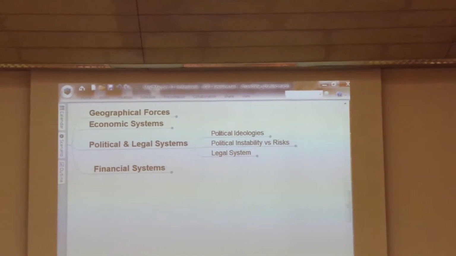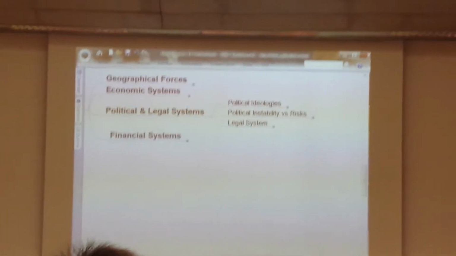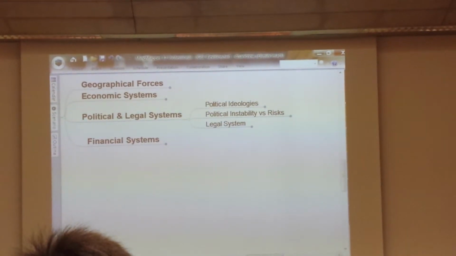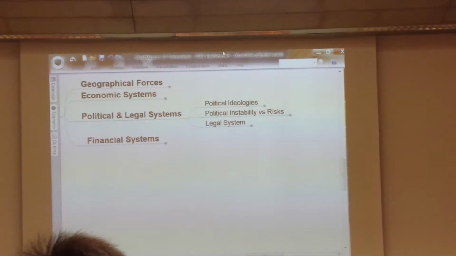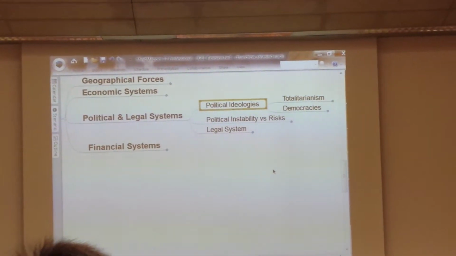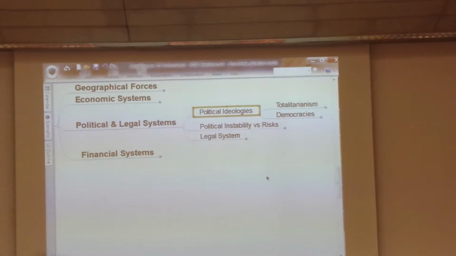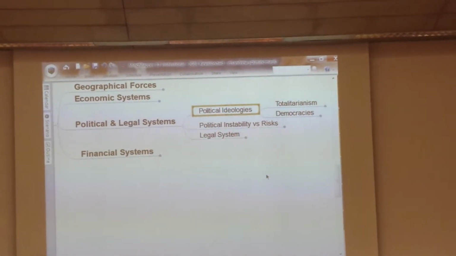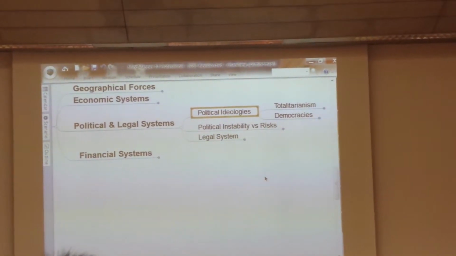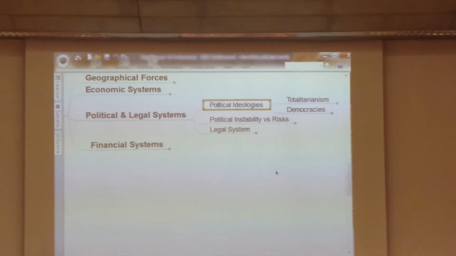Political ideologies. My favorite, totalitarianism. 5 times pronounce that. Wait, they don't pronounce now. Okay, versus democracies. Roughly some of the characteristics of democracies, like frequent elections, regular elections, minority rights. Then political instability versus risk.